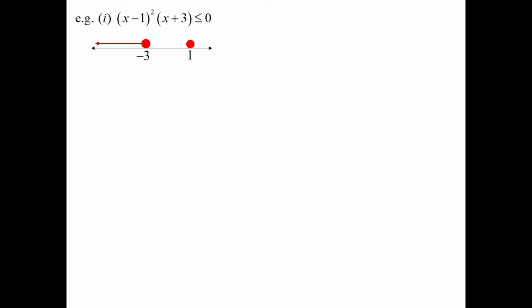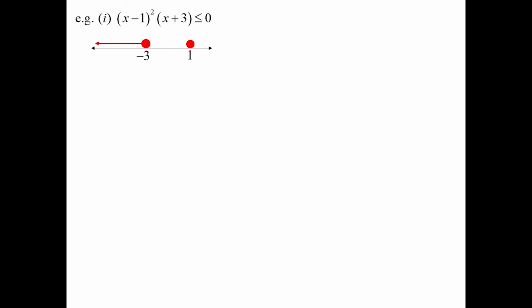Okay, what about in between 1 and -3? What number would you pick? 0, of course you would. It's the easiest number to substitute. And so that one we get -1 squared, which is 1, times 3. So no. And then on the right-hand side, pick a number bigger than 1. 2 is bigger than 1. 2 minus 1 is 1. Square it, we get 1. 2 plus 3 is 5. 1 times 5. And so no.